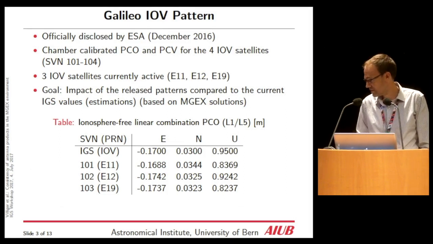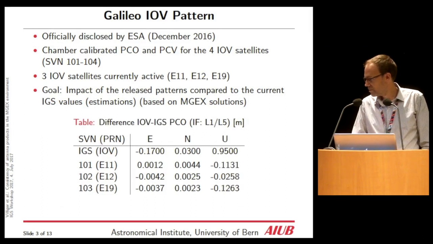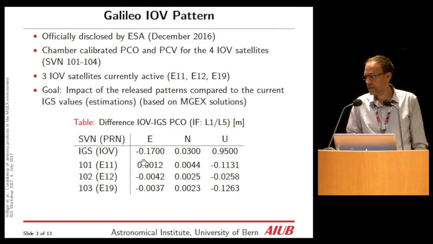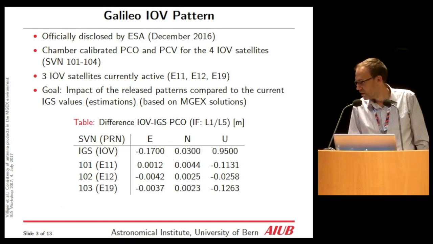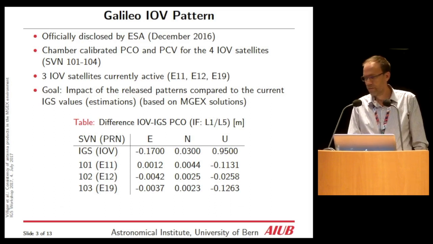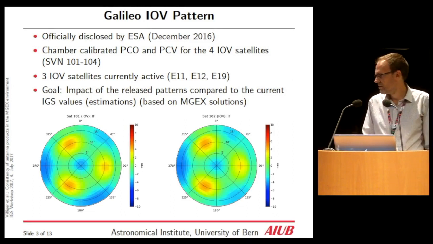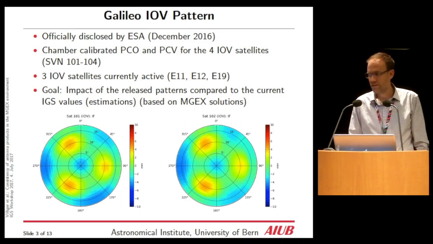If we build the differences between these 2 patterns, we see that for the satellites E11 and E19, we have more or less a difference of 10 centimeters in the z-offset. However, satellite E12 seems to fit much better, with an agreement of more or less 3 centimeters between the 2 values. And of course, compared to the IGS, where at the moment we don't have the PCV patterns, I also introduced the PCV patterns which were released for these 3 IOV satellites.